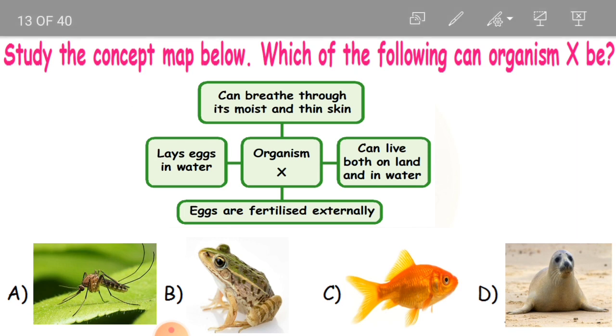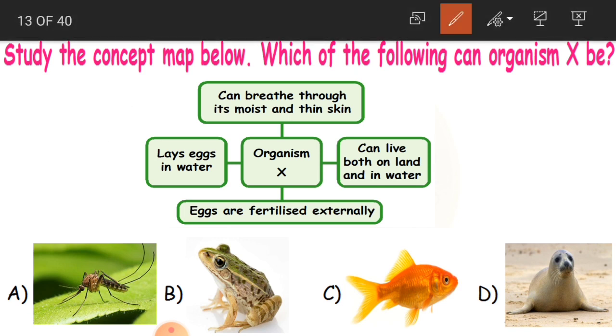And the next question here. Study the concept map below. Which of the following can organism X be? See, children, this X organism has all these four characters. Like it can breathe through its moist and thin skin. It can lay eggs in water. It can live both on land and in water. And eggs are fertilized externally. So it has got all four characteristics.